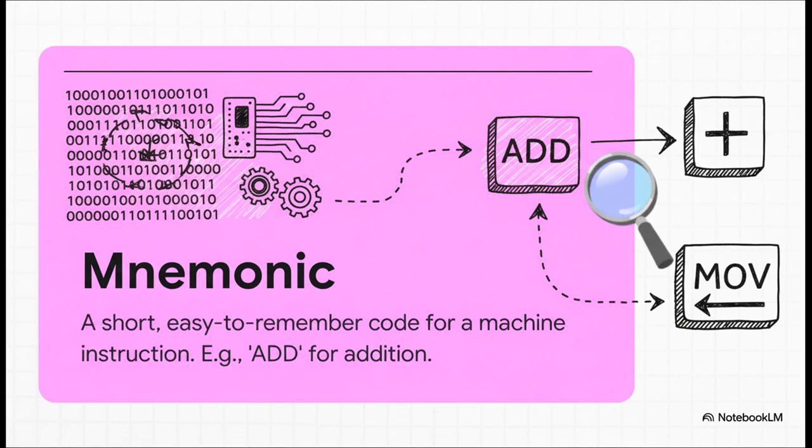So what in the world is a mnemonic? It's really just a short, easy-to-remember code for a specific machine instruction. So instead of trying to memorize a crazy long string of ones and zeros for addition, we just write ADD. Instead of some binary gobbledygook for moving data, we simply write MOV. It's what makes programming even possible for us humans.